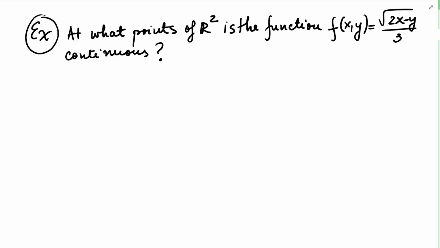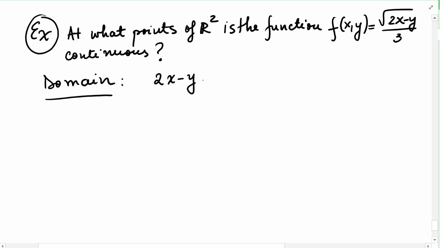And finally, the last example: at what points of R2 is the function f of (x, y) equal to the square root of 2x minus y over 3 continuous? First of all, let's find the domain of this function. To do that, we set 2x minus y greater than or equal to 0, because these functions are in real numbers, so the radical has to exist.